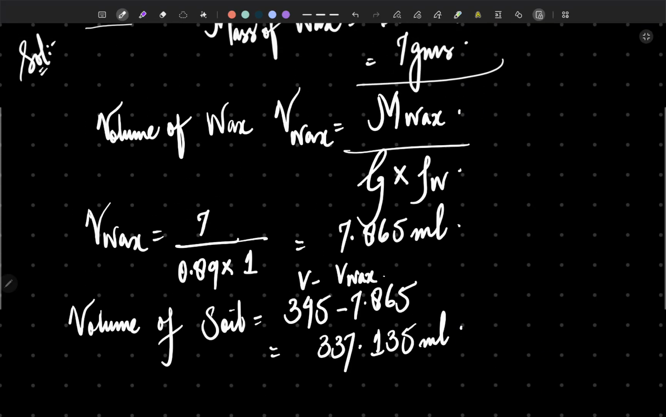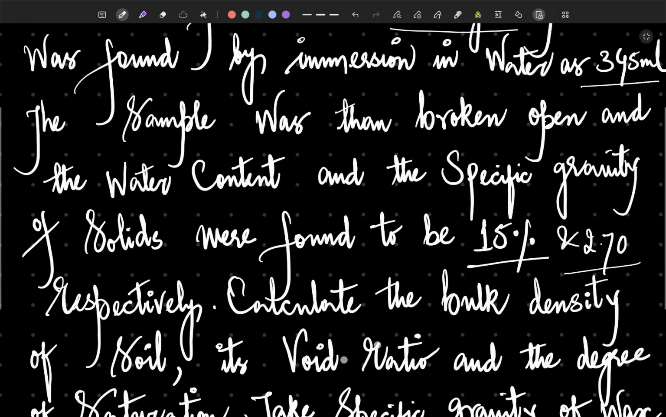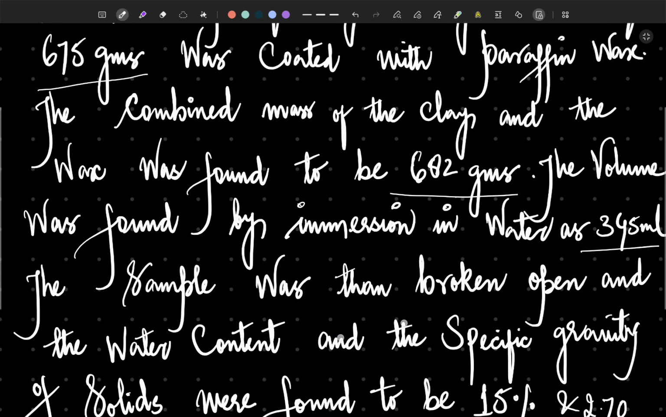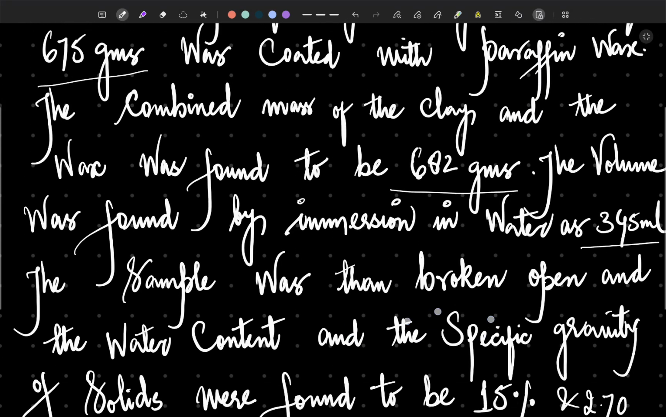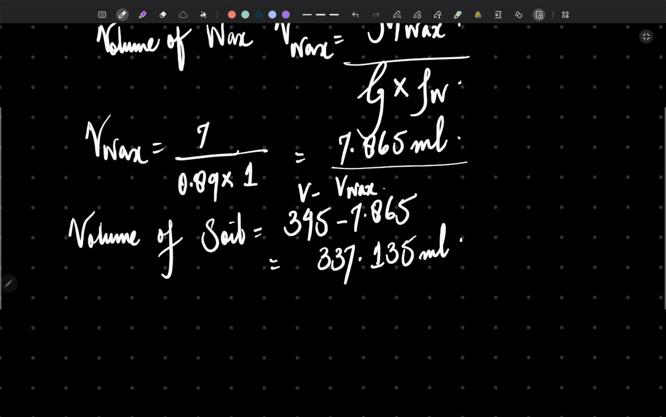Students, pay attention to the details as given in the question. The volume as found by the immersion in water was 345 milliliters. That means the combined volume of this clay plus paraffin wax. But we calculated the volume of paraffin wax separately and it came out equivalent to 7.865 milliliters. So the volume of soil will be the total volume found by immersion in water minus the volume of wax. So that is this much.